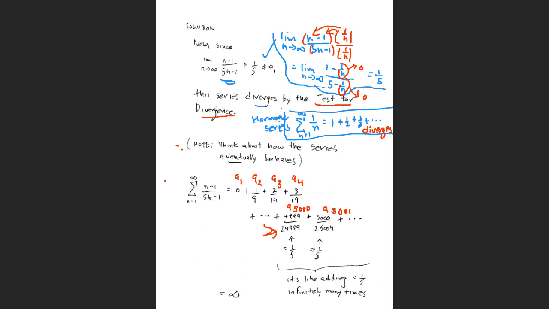But at any rate, here are the 5,000th term and 5,001st term, and you can see how close those terms are to a fifth. So the series will equal infinity because eventually you're adding terms that are very close to a fifth. If you add a fifth infinitely many times, you're going to get infinity. Okay, so that's the test for divergence. Are there any questions on that?